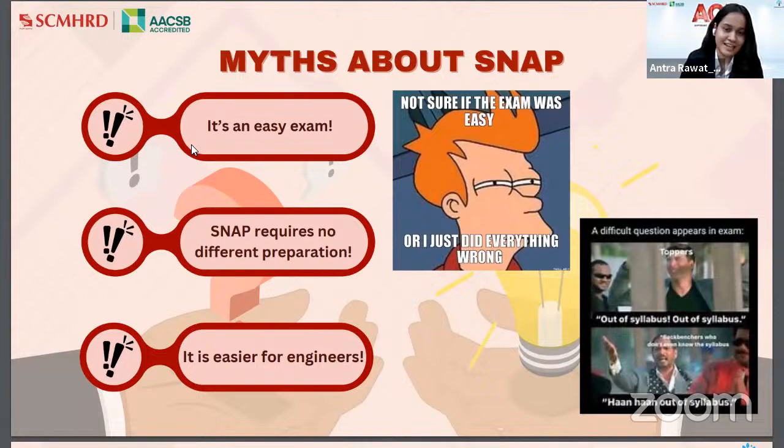So this is my favorite slide because when we are preparing for an exam, we have a lot of misconceptions. We have a lot of myths. So I'll tell you a few myths that we have noticed, and you can tell us in the live chat if they are true for you or not. So first myth that we have heard a lot is that SNAP is an easy exam.